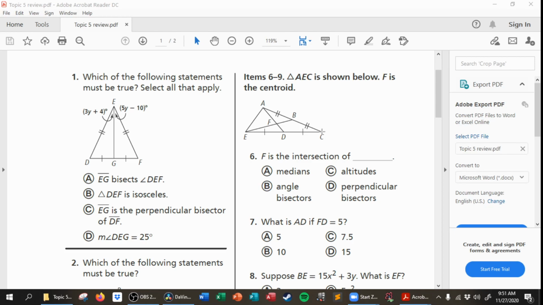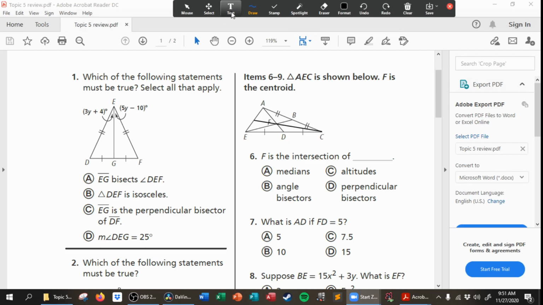So here, since I don't have numbers, I can't actually measure this and figure out where it would be, but what I do know is, by definition, the centroid's where all the medians meet, so I could just do this, and that's going to find me the midpoint of AE by the definition of the centroid. So now let's actually read the question. F is the intersection of, oh, well, I gave the answer away without actually reading it. That is the medians, right? Now, how do I know it's the medians?